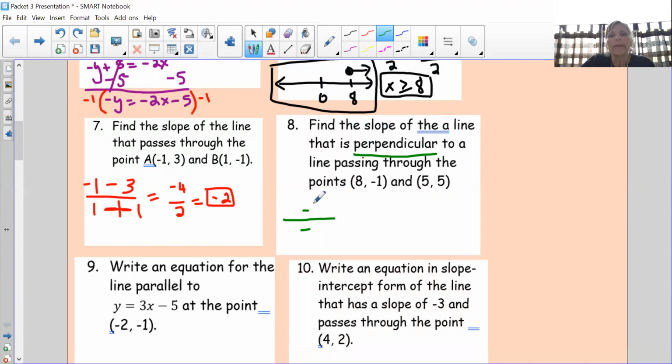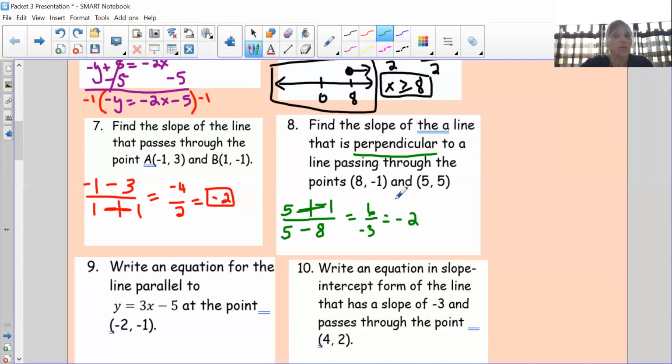So 5 and the -1 on the top. So I'm going to make a big plus out of this. And then the x's, 5 again, and then 8. Okay, on the top, 5 plus 1 is 6. On the bottom, 5 minus 8 is -3, sign a little opposite, subtract, sign of the larger. And then if I simplify that, 6 divided by -3 is -2.